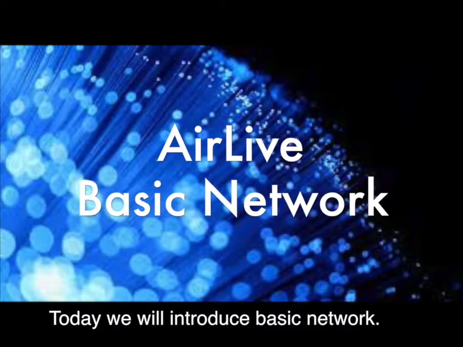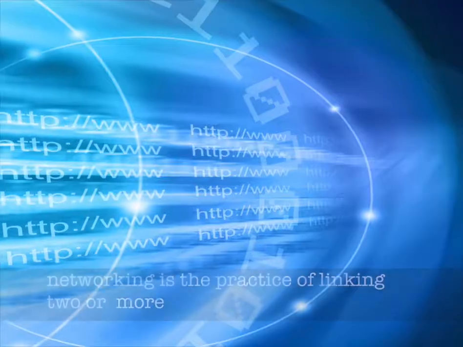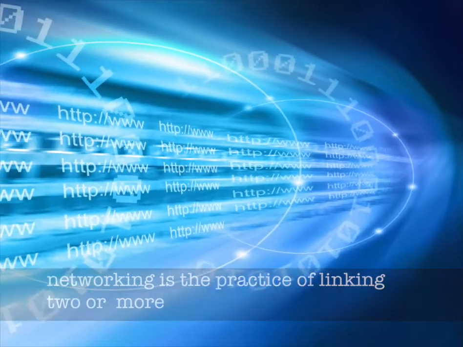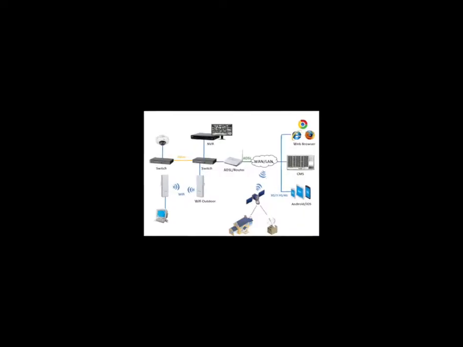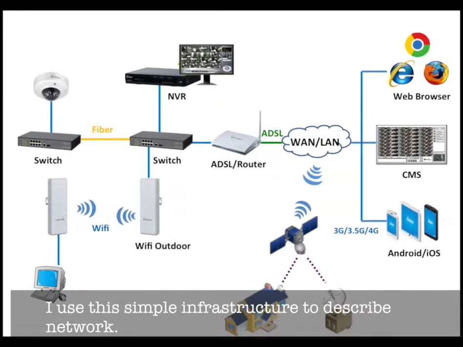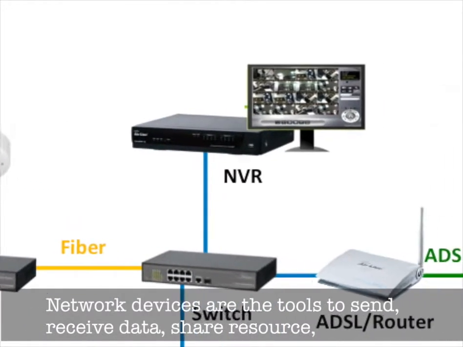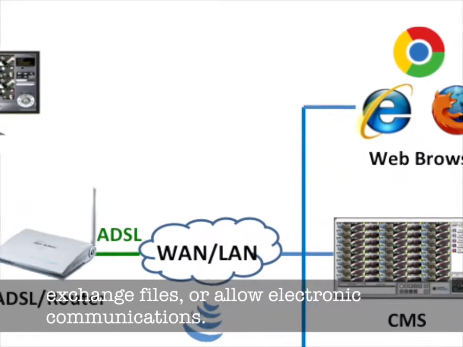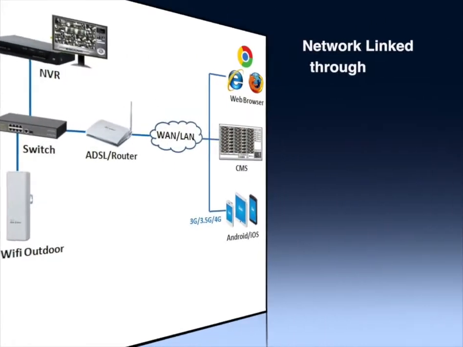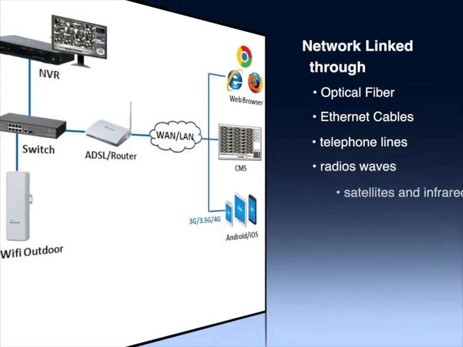Today we will introduce basic network. In the world of computers, networking is the practice of linking two or more computing devices together for the purpose of sharing data. I use this simple infrastructure to describe network. Network devices are the tools to send, receive data, share resource, exchange files, or allow electronic communications. The network devices may be linked through optical fibers, Ethernet cables, telephone lines, radio waves, satellites, or infrared light beams.